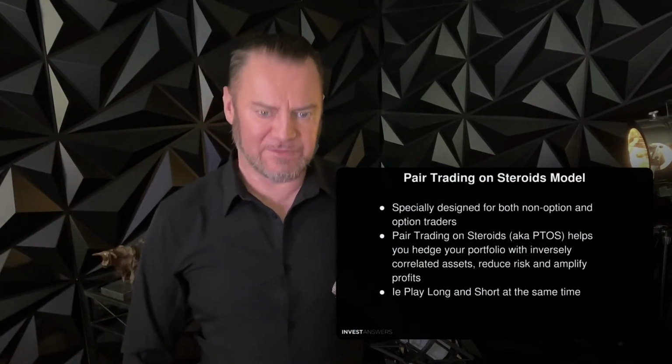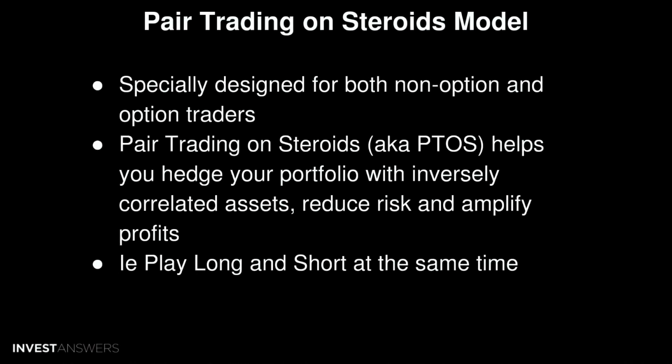Pair trading on steroids is very different, however. It's specifically designed for both option and non-option traders. Basically, it's designed to help you hedge your portfolio with inversely correlated assets. I can't stress that enough. This is basically pair trading things that are completely inversely correlated, like the QQQ for NASDAQ and the PSQ, which is the short version of QQQ, or Tesla and TESLAC, etc. And there's tons of other stuff as well in crypto.